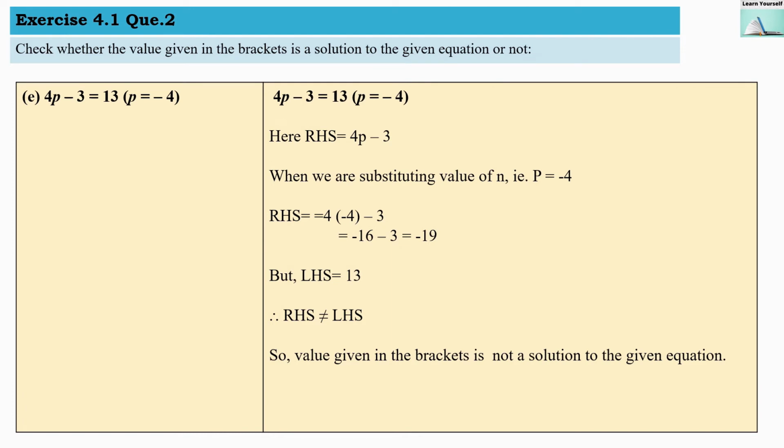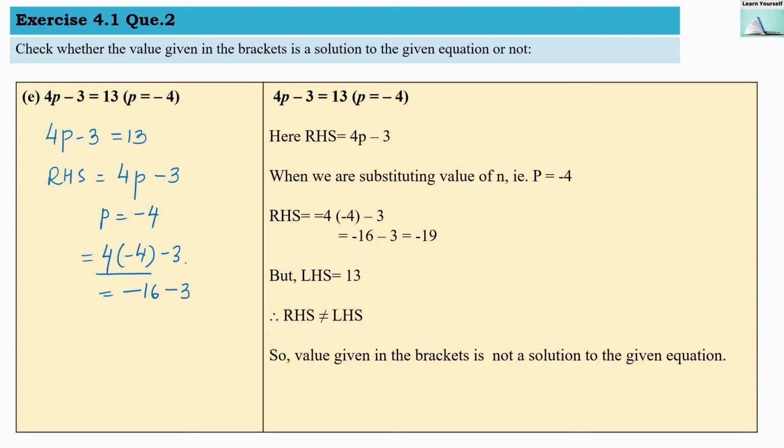Equation E is 4p minus 3 equals to 13. So in this equation, our RHS is 4p minus 3. In this, we have to substitute value for the variable p, that is minus 4. Let us substitute the value for p. 4 into minus 4 minus 3. So 4 into minus 4 will give us minus 16 and minus 3.